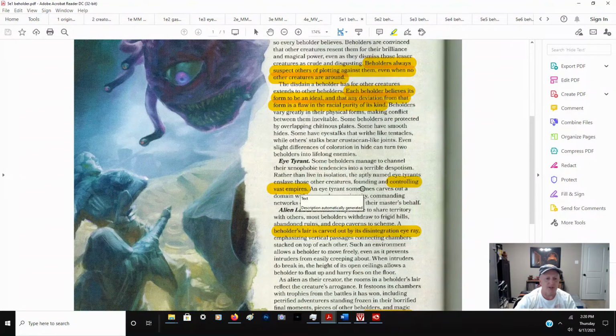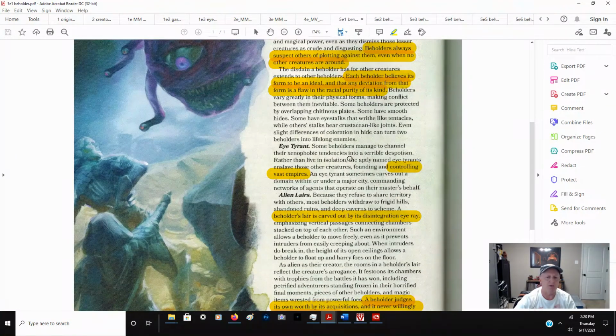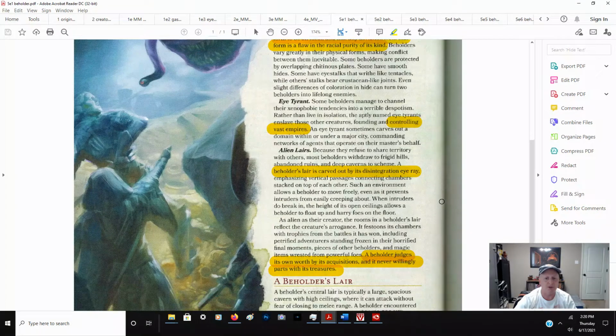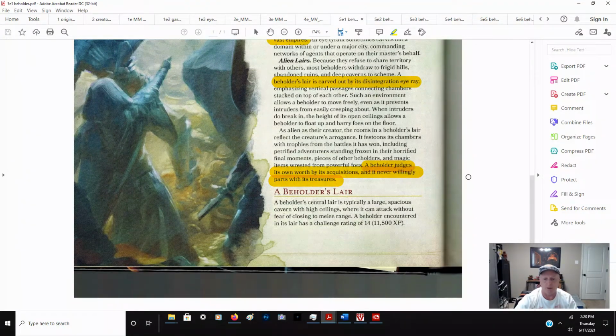They talk about some of these beholders, or eye tyrants, whatever they like to call them here, have been known to control vast empires. So we've seen that before in some books. Alien lairs, beholder lairs, are carved out by their disintegration eye rays. If they don't find a cavern they like, they just keep on carving. And they often like to go vertical. They know a lot of animals can't fly or hover or levitate like they can, so it'd make it very difficult for the other creatures to get around. But the beholder, easier, no problem for them.